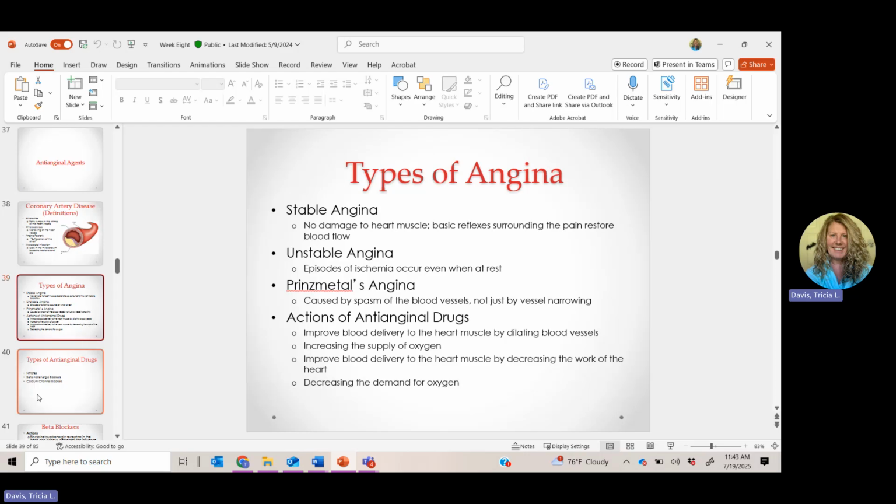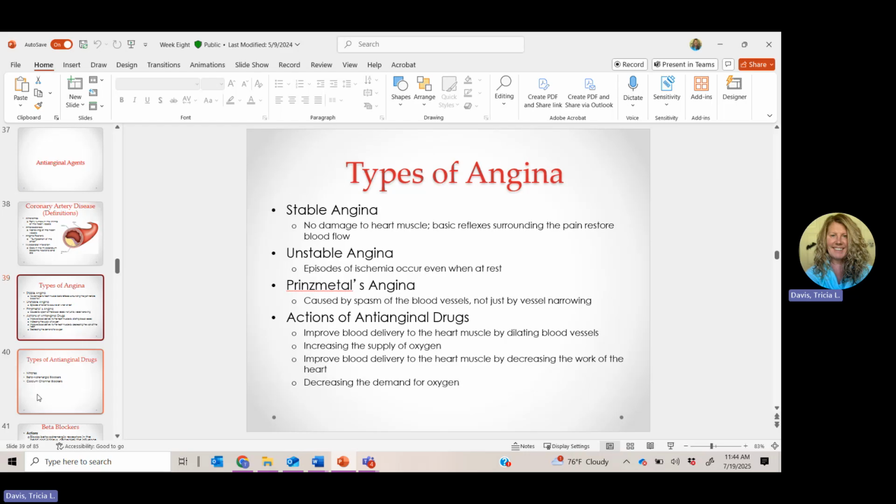Prinzmetal's angina is caused by just this overactive spasm of our blood vessels. So it's not just that the vessels are narrowed, they're actually spasming and we're not getting enough blood around. So we would give anti-anginal drugs, like we said. How do they work? Well, they're going to improve the blood delivery to the heart and they're going to dilate those blood vessels. Okay. When we do that, we're going to increase the supply of oxygen. It just makes sense because we're getting more blood.